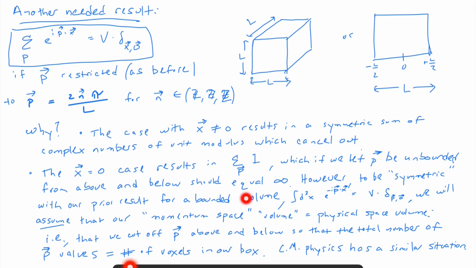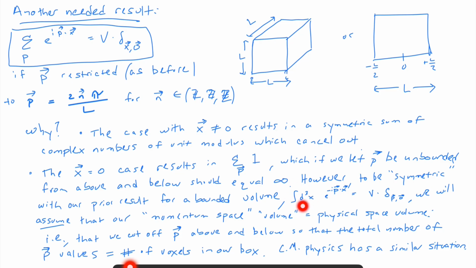However, I think you can argue that to be quote unquote symmetric with our prior result for a bounded volume, which we just showed on the previous slide, where we have this formula, the integral of d third x of e to the minus ipx is equal to V times the Kronecker delta of p and 0. Remember when we did this formula, if p is equal to 0, this whole thing was not infinity. We were adding 1 to itself, but how many times? Not an infinite number of times. Why? Because we were doing 1 d third x times.